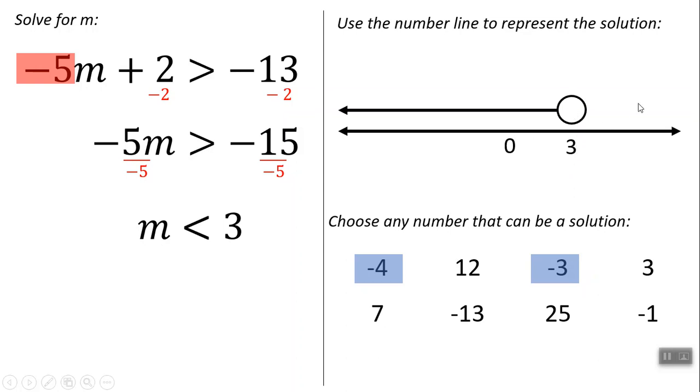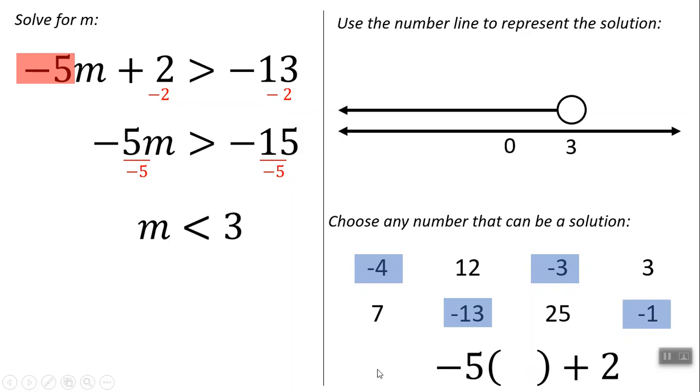7 isn't even under the arrow. -13, yeah, that's under the arrow. +25 would be somewhere way over here, not going to be allowed. -1, yes, it's allowed. If we did our setup, -5m plus 2, if we did this in Desmos and tried out each of these blue numbers, they would give us answers that are greater than -13.